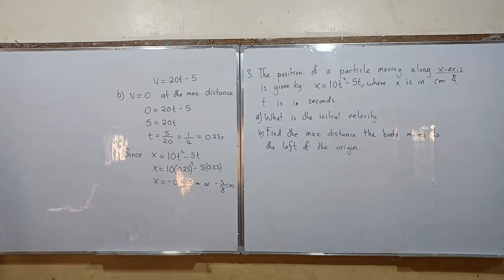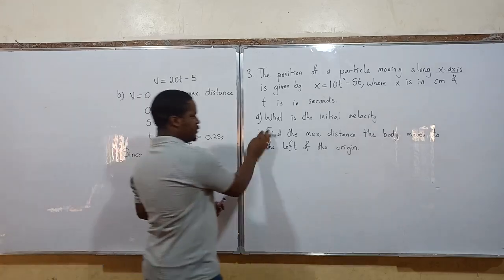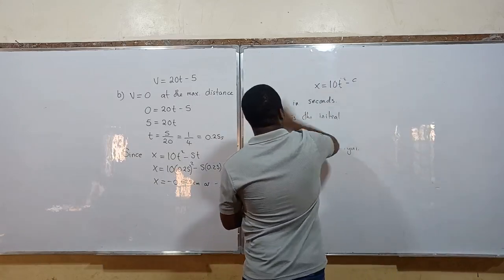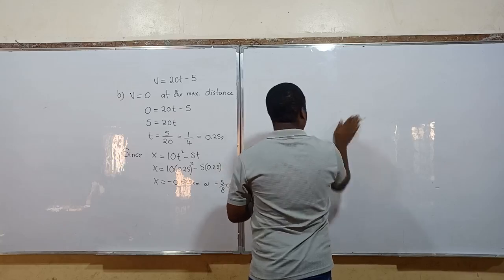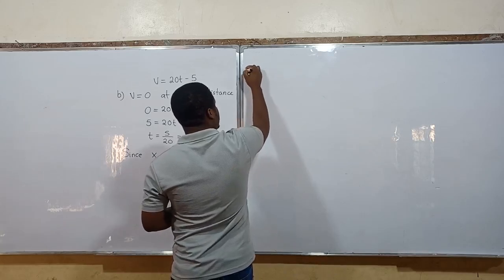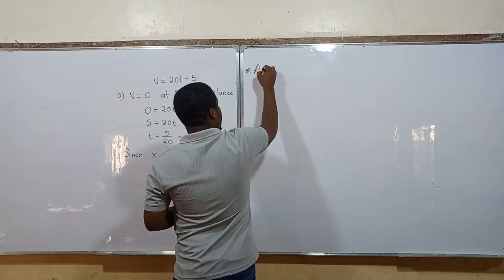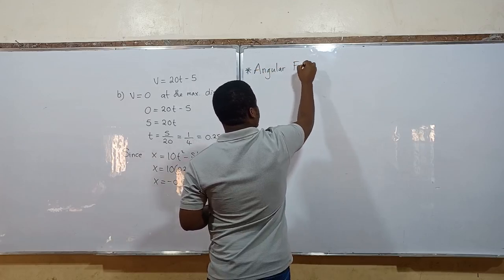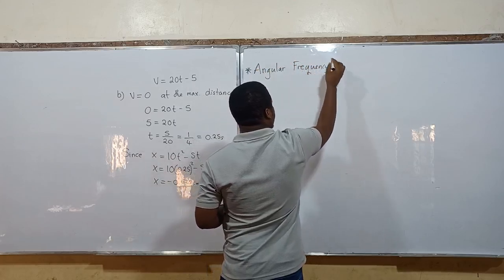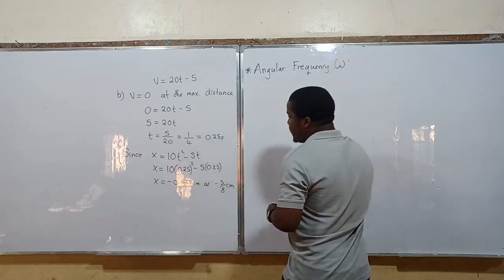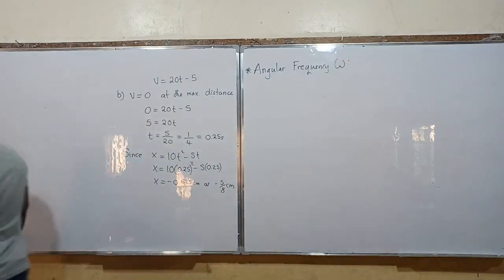Okay, let's continue from where we ended last time. We're looking at angular velocity. Let's look at what angular velocity is. We need to define these terms. Let's call it angular frequency first. Angular frequency: the symbol that is used is omega.